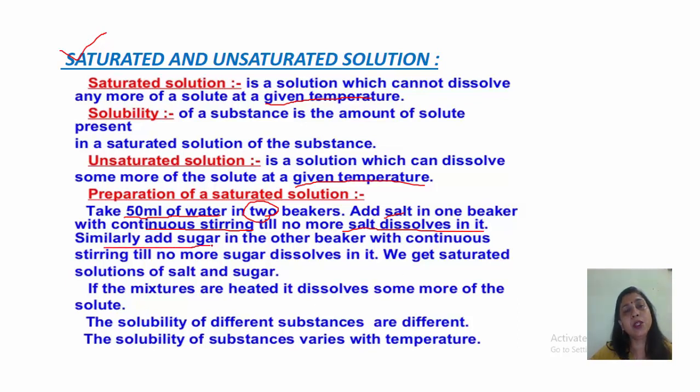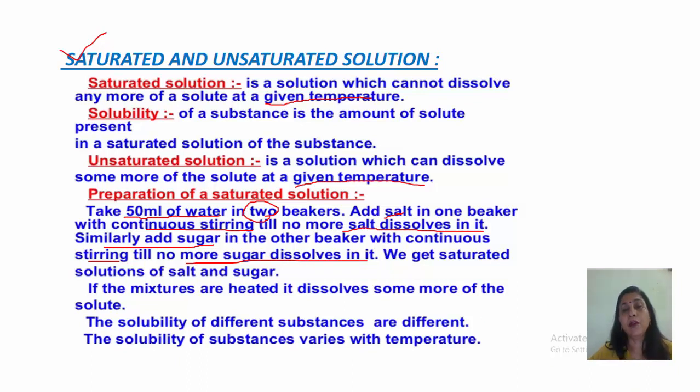Similarly, we took water in the other beaker too. We added sugar in the other beaker with continuous stirring till no more sugar dissolves in it. In 2 beakers we took 50-50 ml water. In one we started adding salt, stirring with a spoon, until no more salt dissolved, which means it became a saturated solution. Similarly in the other beaker we added sugar with continuous stirring till no more sugar dissolves in it.